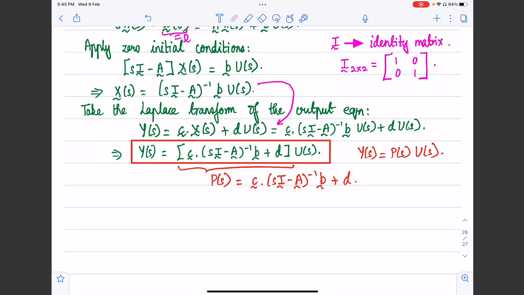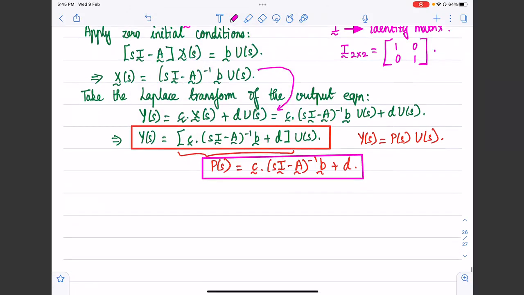Okay, so one can clearly see an equivalence between the state space representation and the transfer function representation, right? So given the realization A, B, C, D, one can derive the plant transfer function P of S. Okay, so that's what we have. I hope this derivation is clear, right? So we can see the relationship between the state space representation and the transfer function representation.